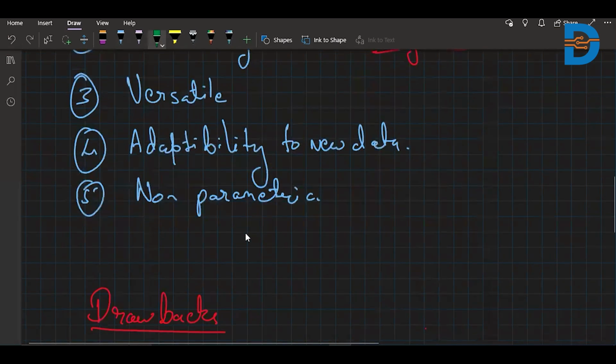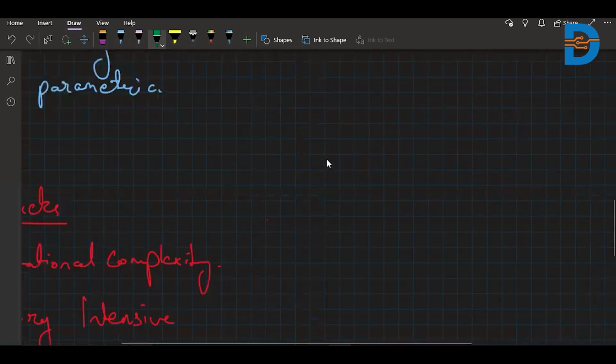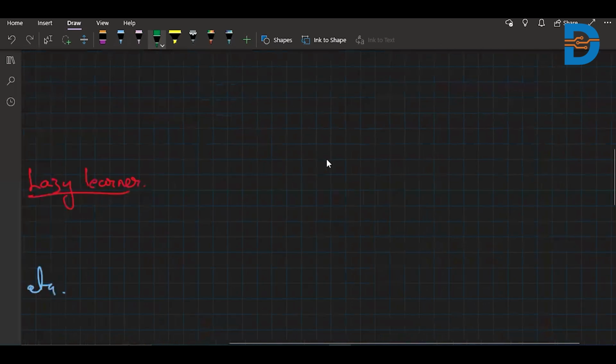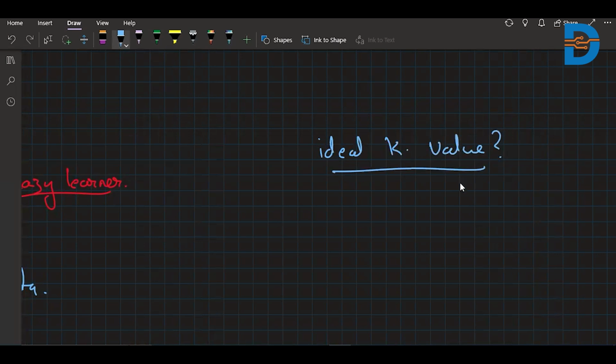So get rid of those. And the right k value, that is a very important topic when it comes to nearest neighbor. How do you arrive at the right or ideal k value? There is no straightforward formula or anything similar that is going to tell you that this is the k that you should be using, right? Let's try to understand what happens with the variations in your k value.